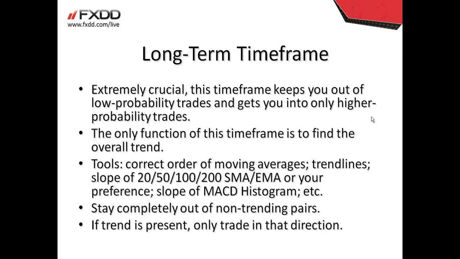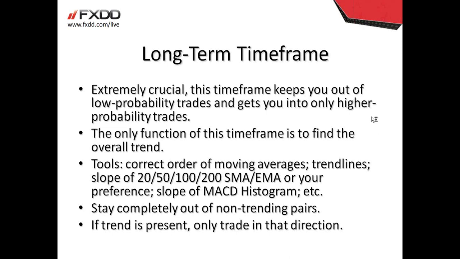Now, the tools we use to find the overall trend include the correct order of moving averages. There are other ways you could do it. You could use trend lines. You could use single moving averages. You could use the slope of the MACD histogram or what have you. But I like to use the correct order of moving averages, and I'll show you that in a minute.